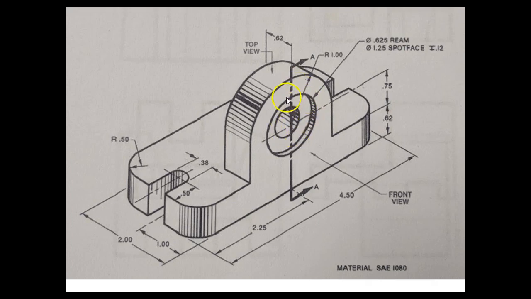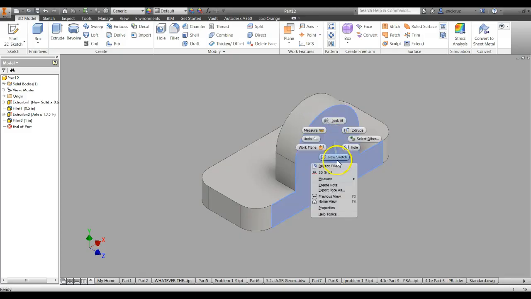So I'm going to show you how to do this using the counterbore and point. So I'm going to right click on that surface.